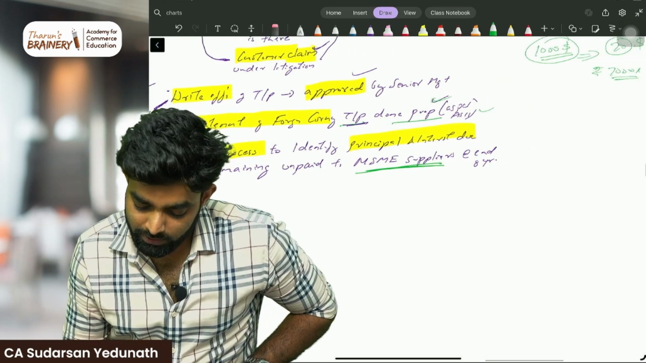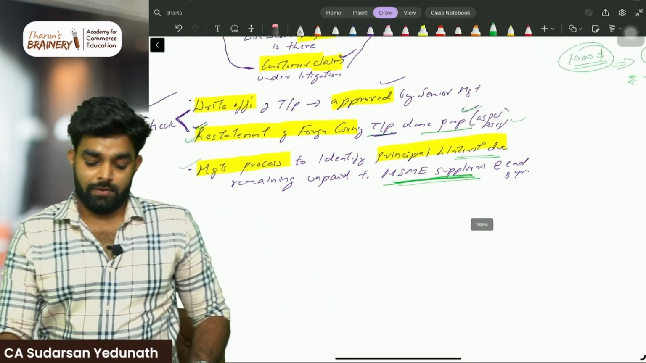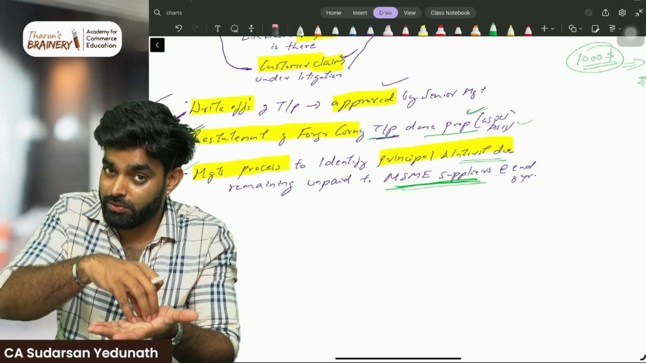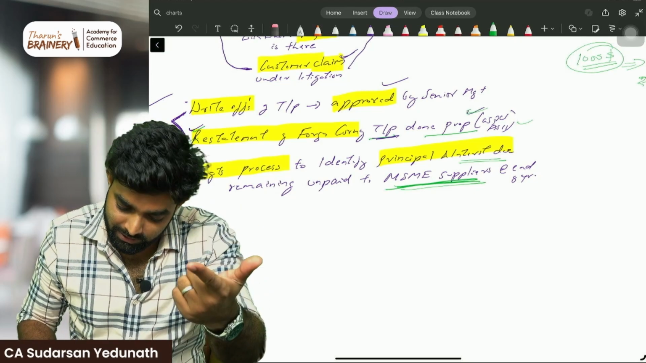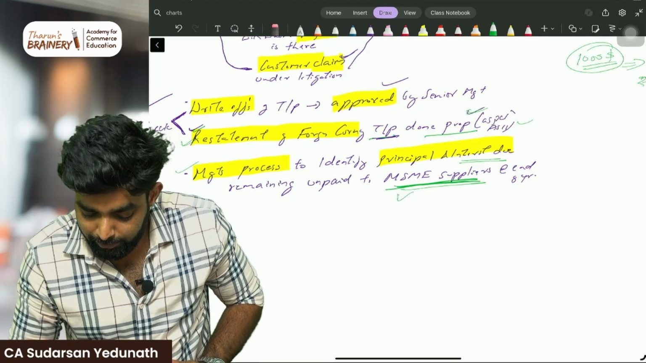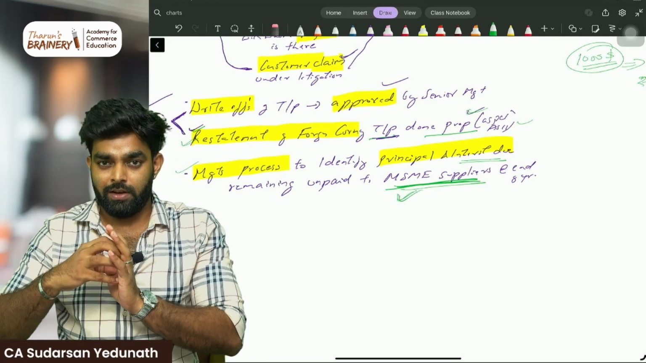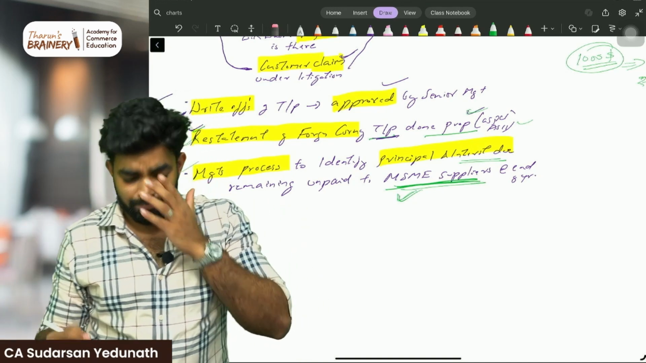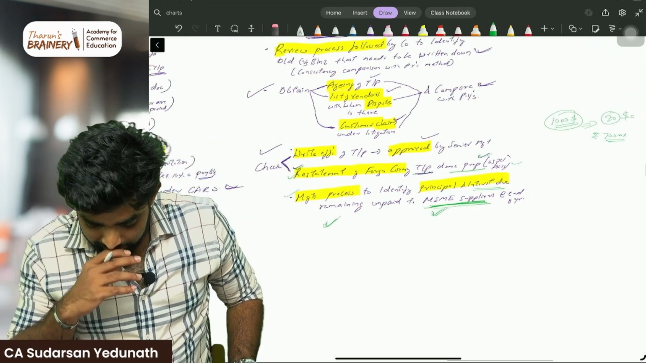Then check management's process to identify the principal and interest due remaining unpaid to the MSME suppliers at the year end. What is the process followed by the management to identify the principal and interest that is remaining due to be paid to the MSME suppliers? Some MSME supplier gave us some product we bought. What is the principal and the interest we have to pay to them? How much is remaining due? What is the management process to identify that? Okay, then at the year end.